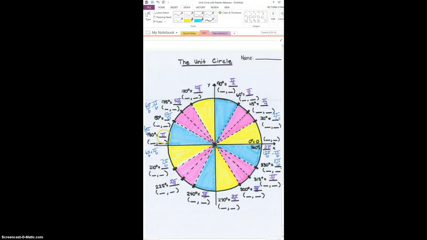So you have your pi over 2, pi, 3 pi over 2, 2 pi. Then I usually do the 45-degree angles, which are the pi over 4s. And then I do the 60-degree angles, which are pi over 3s. And then I finish off with the 30-degree reference angles, which are your pi over 6 radian values.